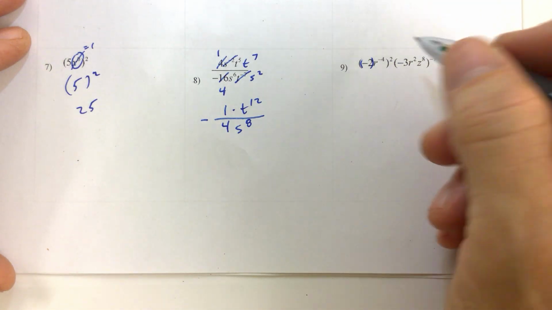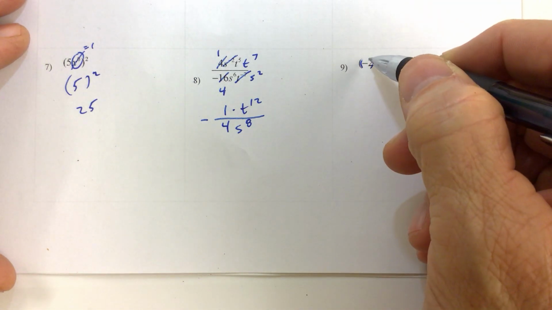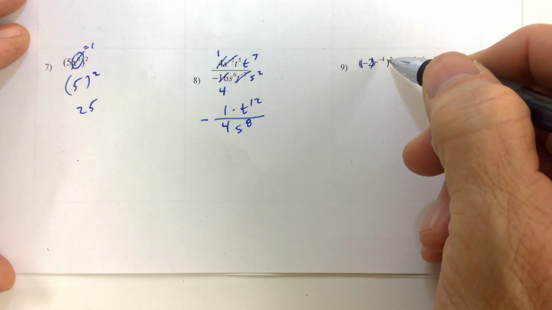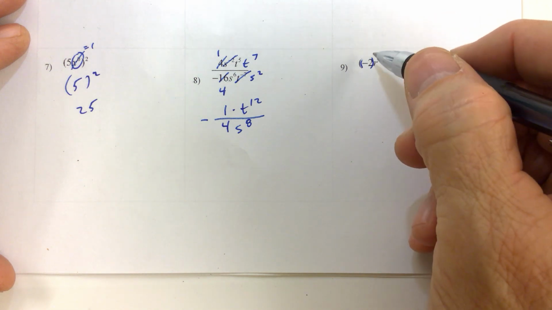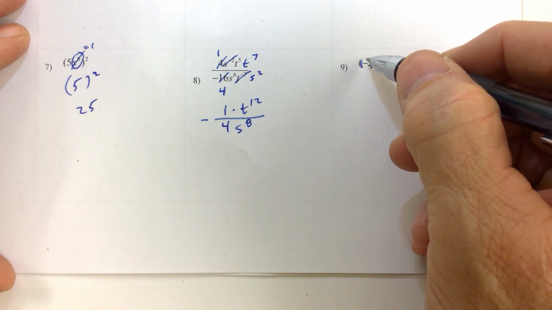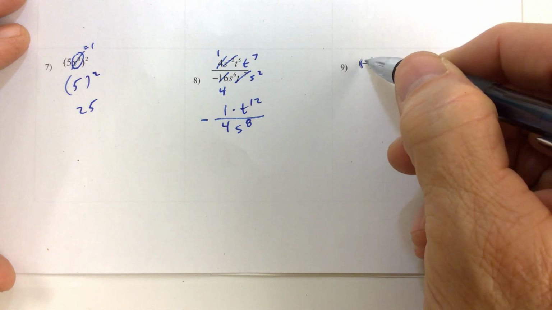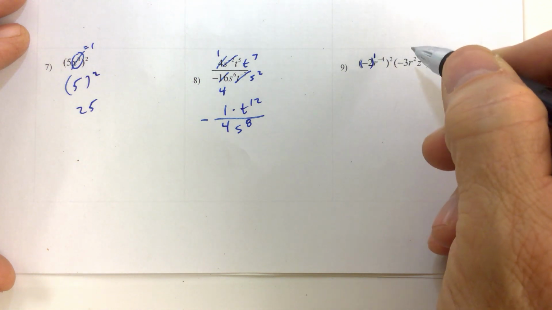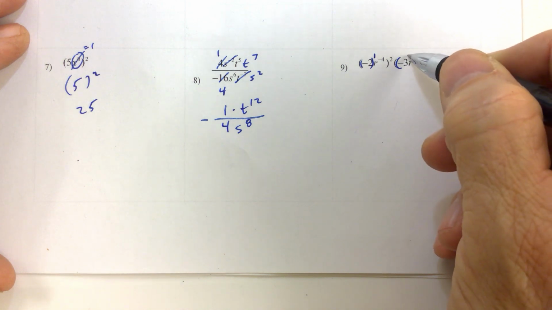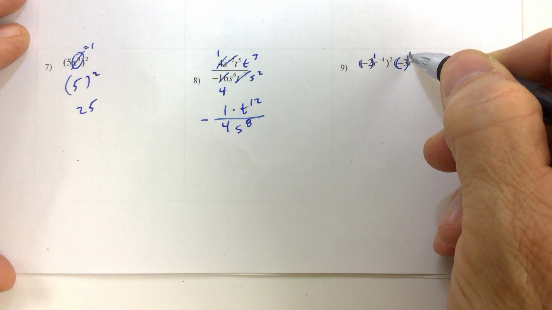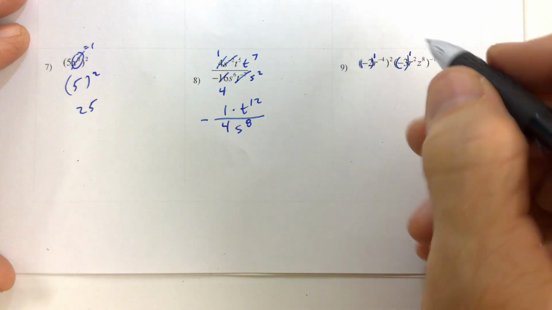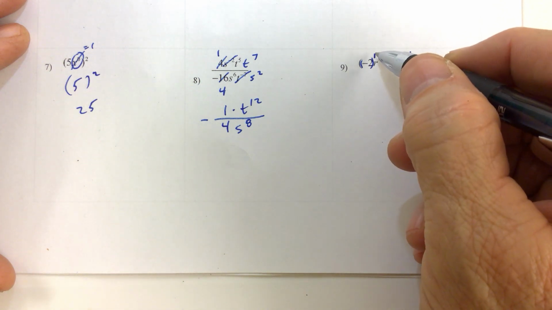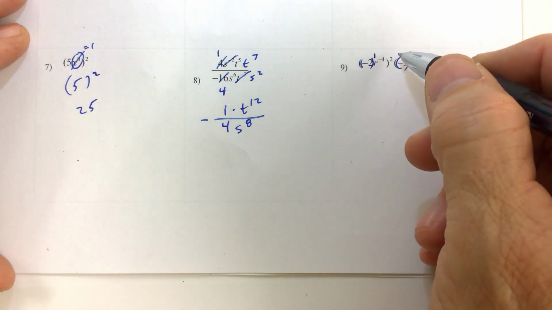So as we approach number 9, what I want you to do is consider any negative number inside the parentheses as a number in itself. In other words, this one would be negative 2 to the first power. And in the second set of parentheses, I want you to consider that as negative 3 to the first power. Our first step is always just to get rid of the parentheses.